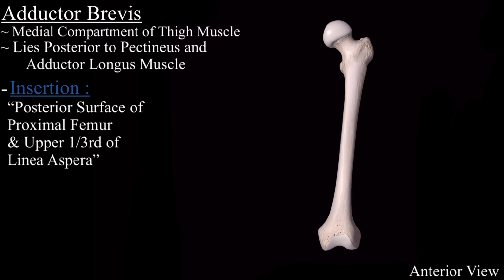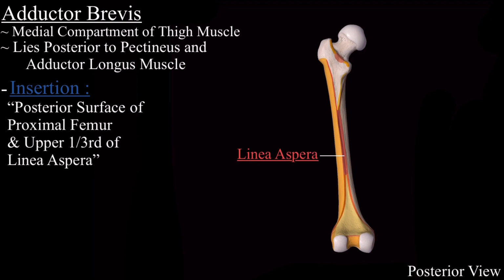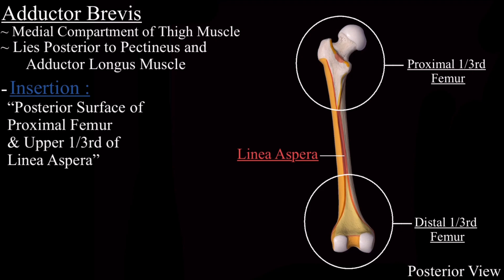This is isolated femur bone with the interior view. Now, in the posterior view, this is the linea aspera. Further, we divide the femur bone into three parts: the proximal 1/3, the distal 1/3, and the middle 1/3. And the linea aspera is present on the middle 1/3 of the femur bone.